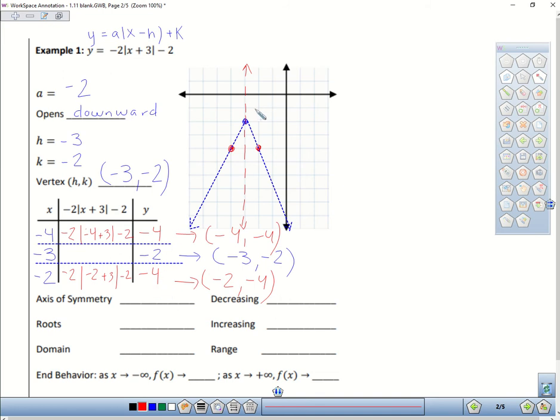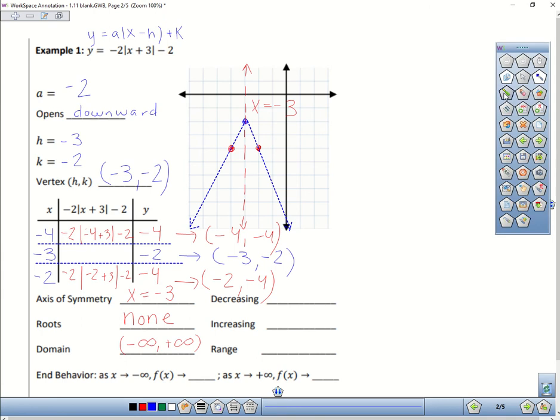So my axis of symmetry is what? X equals -3. Does my graph have any roots? No roots. My domain is always all real numbers.